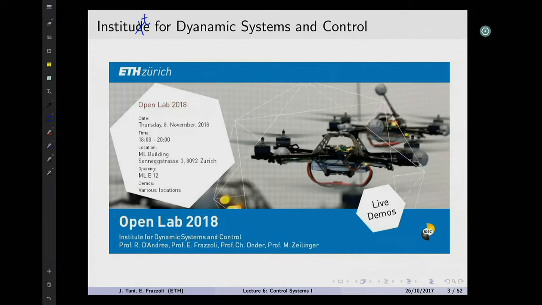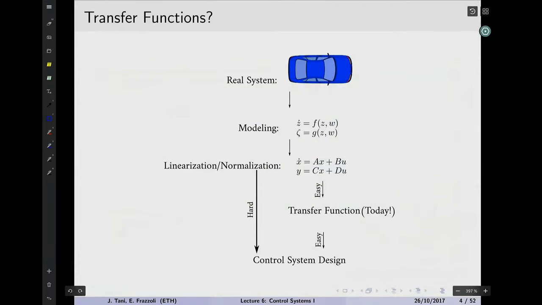Okay, so in last class, we started talking about arguably one of the most important concepts of control systems, and that is the concept of transfer functions. Guys, please settle down. So where do these transfer functions come from?